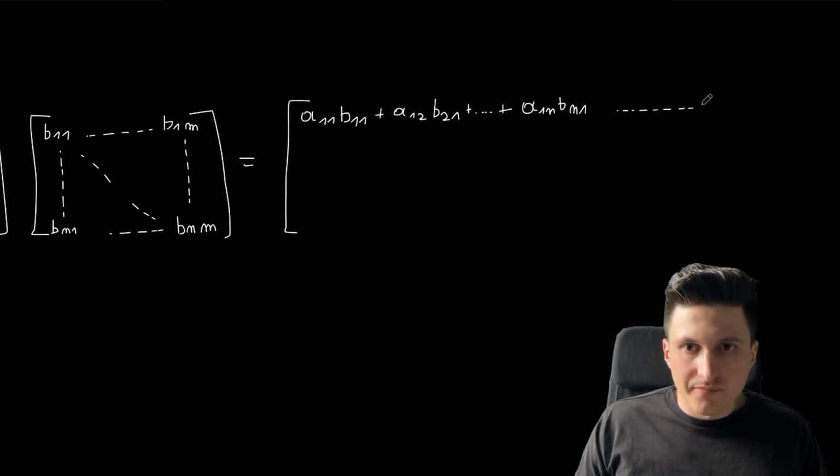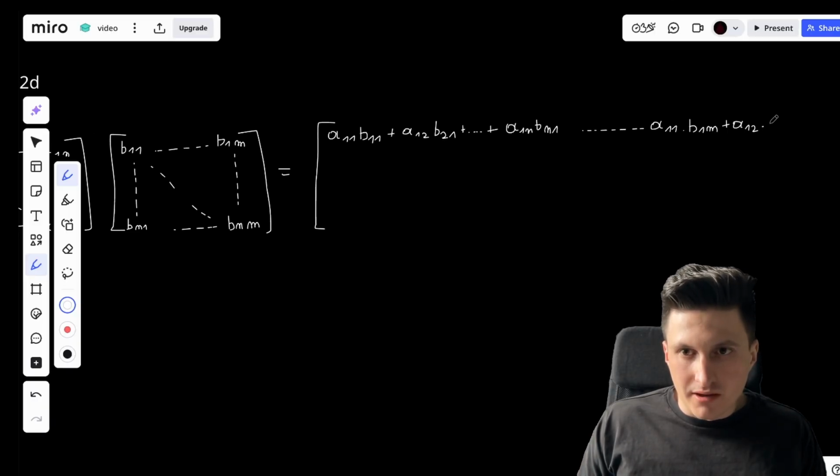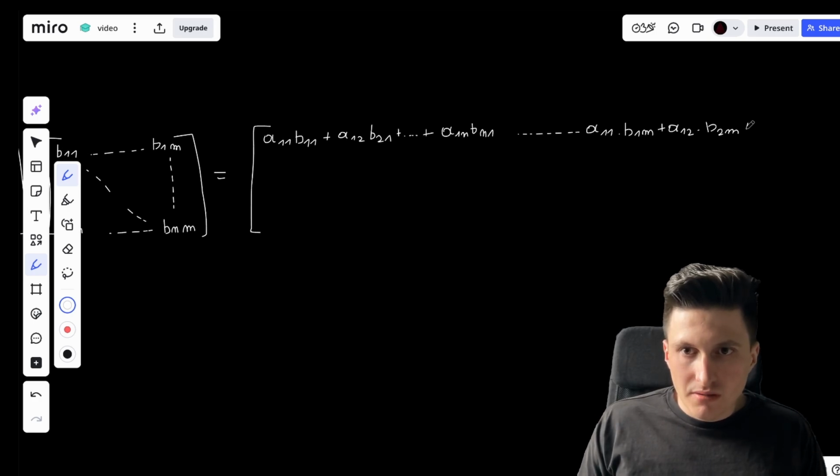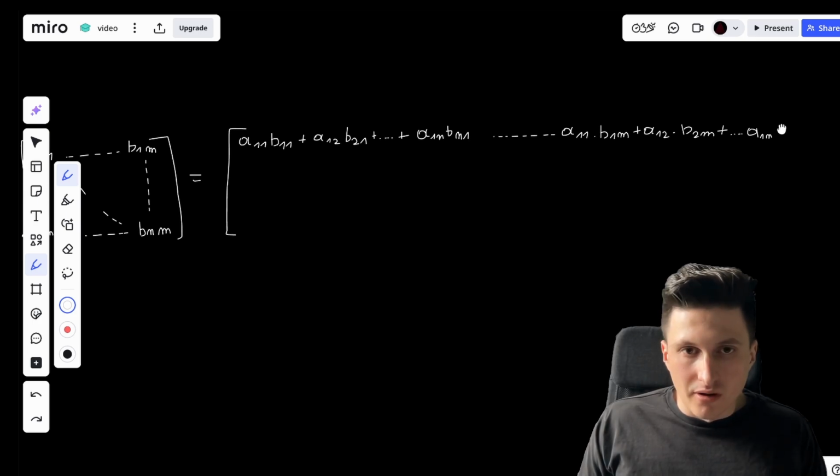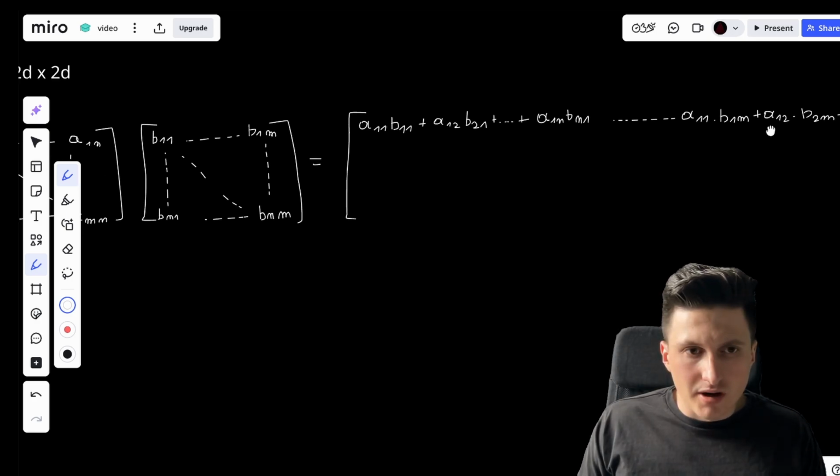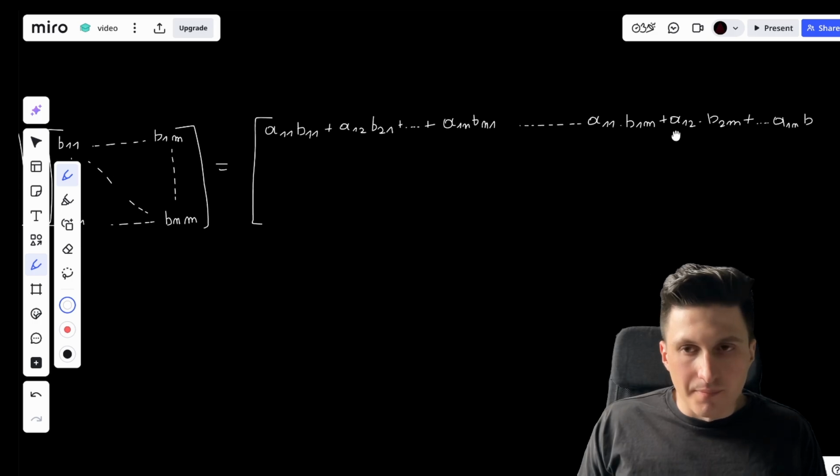So this is A11 times B1m plus A12 times B2m plus eventually A1n times Bnm, right? Yeah.